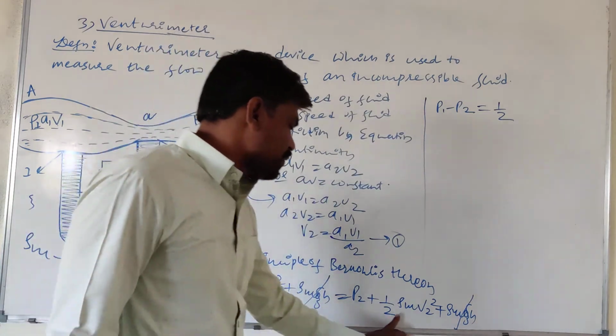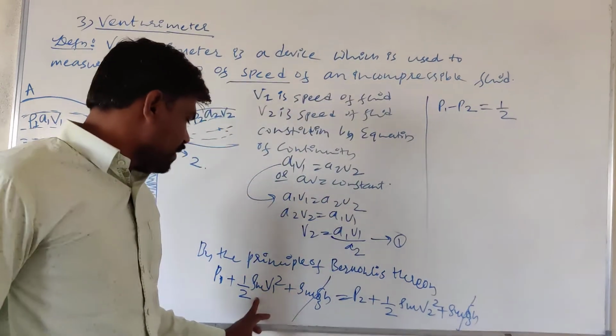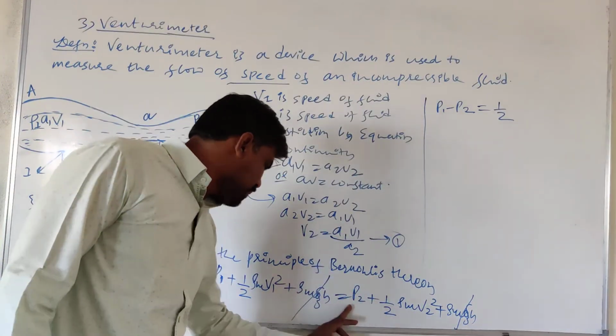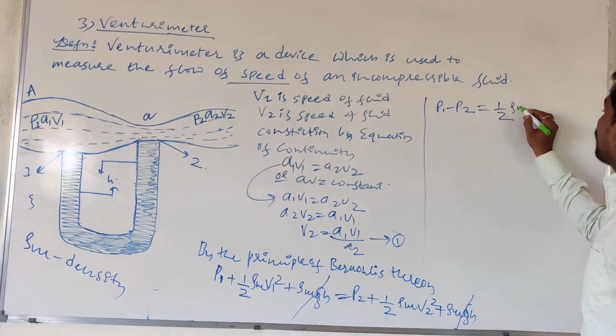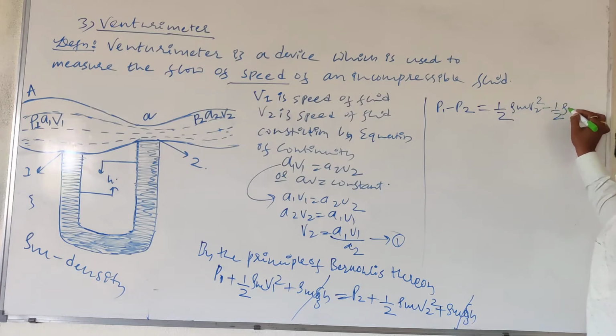P1 is equal to P2. Next, A1 is 3, 1 by 2 rho m V2 square, equal to 3. Here plus it is minus it. Right. So, rho m V2 square minus 1 by 2 rho m V1 square. Clearly?